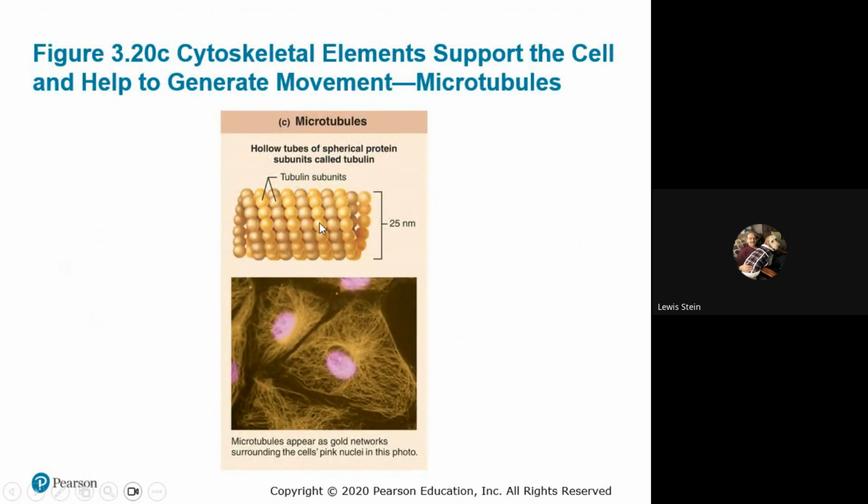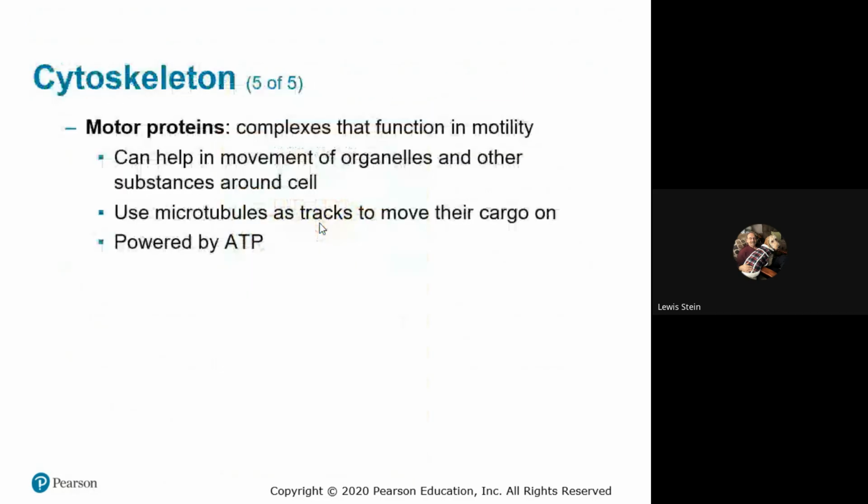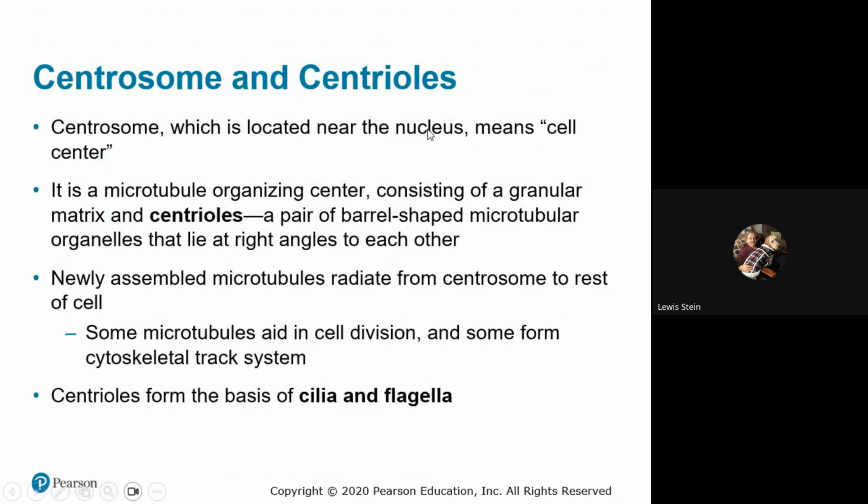Here's what it looks like. It's kind of like spiral assembly. I don't know if the animation hinted at that, it wasn't exactly the same. The motor proteins change shape. Tracks to move their cargo. The centrosome is near the nucleus, means cell center. The centrioles produce those microtubules, and they come from there. And down the road, we'll take a look at centrioles as the basis of cilia and flagella.